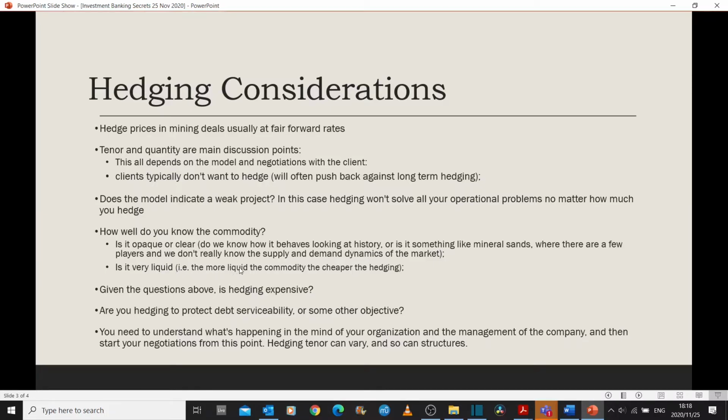Is it very liquid? The more liquid the commodity, the cheaper the hedging. So for gold, your margins would typically be quite small because it's a very often traded commodity. There's no real risk of the bank taking delivery of your gold and then not knowing what to do with it. So the bank can easily back it out, and the traders do that. That's what a trader's job is.